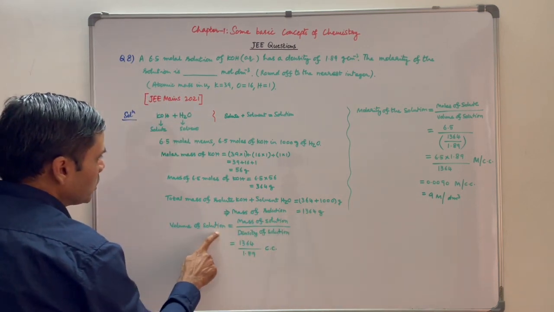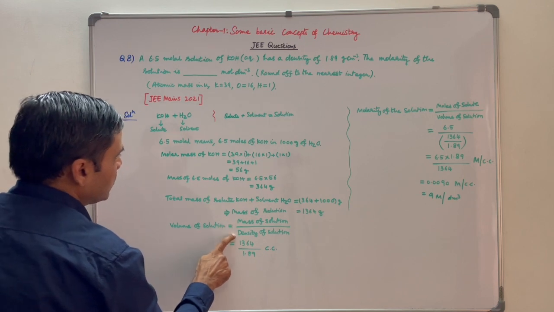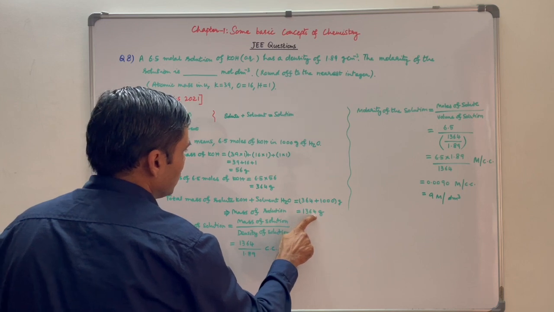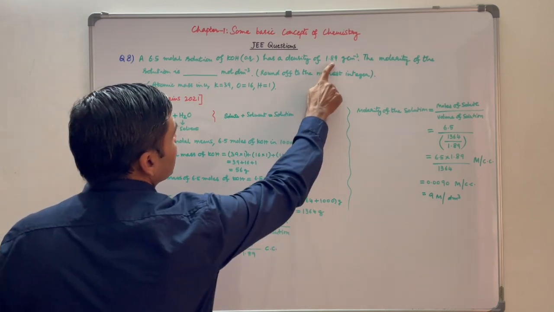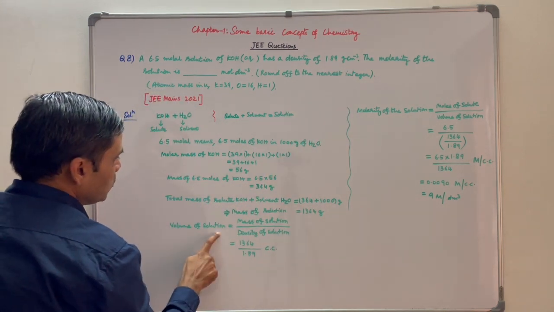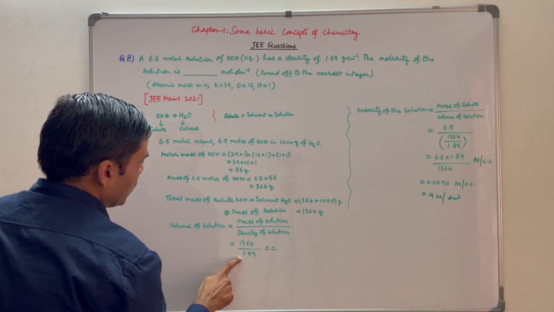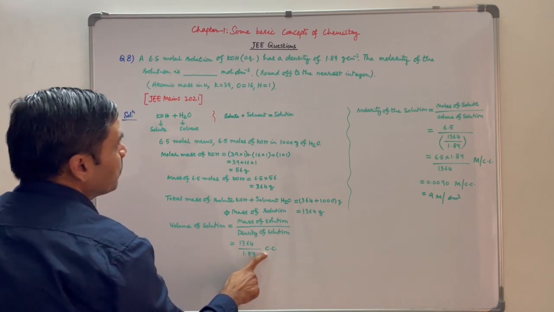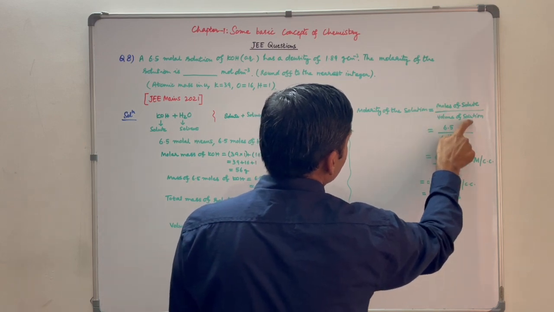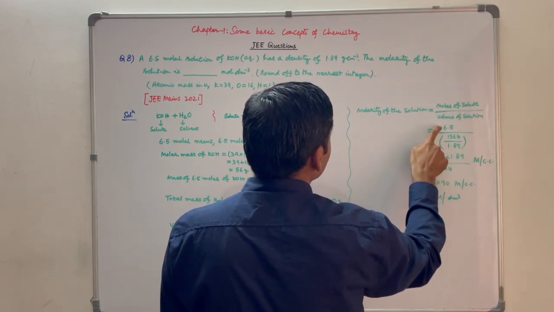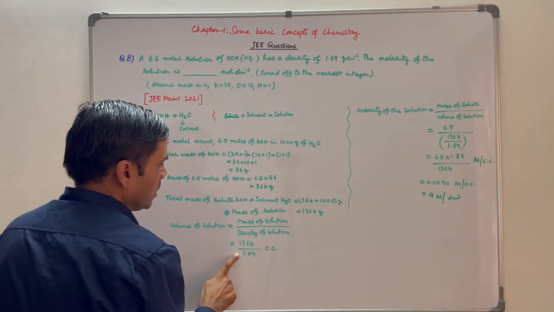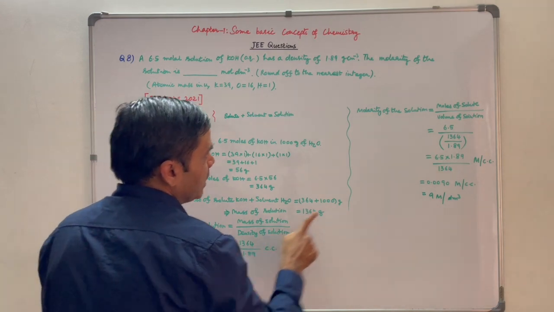So volume of the solution will be mass of solution upon density of solution. Mass of solution we have just figured out, 1364 gram, and density of the solution is given as 1.89 gram per centimeter cube. So volume of the solution will be 1364 upon 1.89 centimeter cube. So molarity of the solution will be given by moles of solute upon volume of solution. Moles of solute we already know, 6.5 moles of KOH, upon volume of the solution we have just figured out, 1364 upon 1.89.